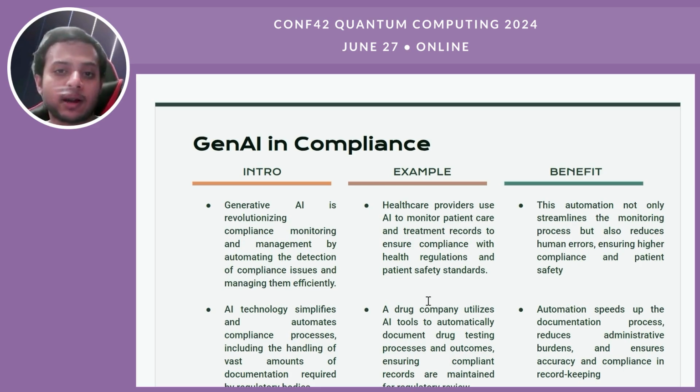In the healthcare sector, for example, AI systems ensure patient data handling complies with HIPAA regulations by automatically encrypting data and controlling access based on user roles. The benefits of the use of AI in compliance are that it reduces the likelihood of human error and the risk of non-compliance, which could otherwise lead to hefty fines and legal issues. It also streamlines the documentation process, making audits more straightforward and less frequent.